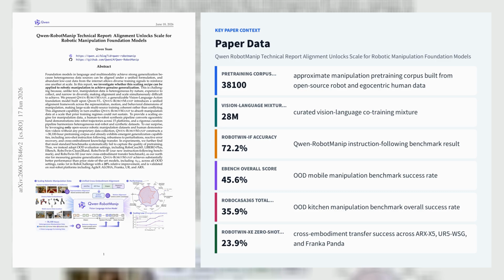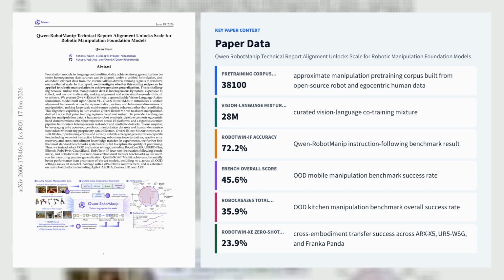The training corpus is assembled entirely from open source robot datasets and egocentric human videos, then expanded through a human-to-robot synthesis pipeline across 15 platforms into roughly 38,100 hours of pre-training data, alongside a 2.8M point vision language mixture. On OOD benchmarks chosen to expose genuine generalization rather than memorization, Qwen Robot Manip outperforms π0.5 across LIBERO-Plus, RoboTwin Clean2Rand, RoboCasa 365, eBench, RoboTwin IF, and RoboTwin XE, with especially large gains in instruction following and cross-embodiment transfer.